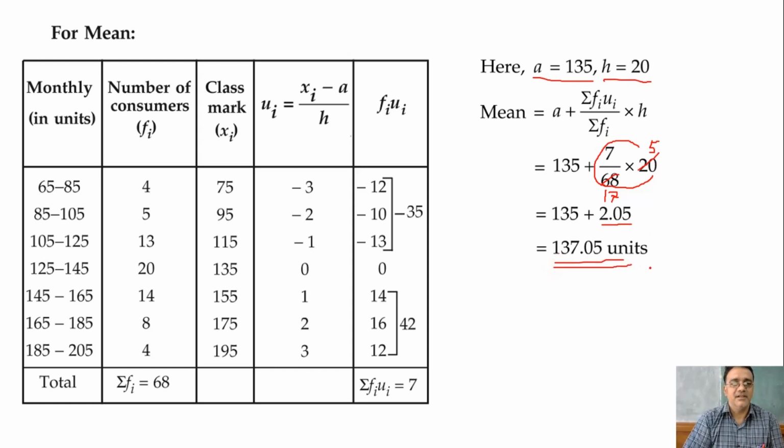So 135.05 unit is the required mean. Any doubt in this one? No, sir. Okay, no.